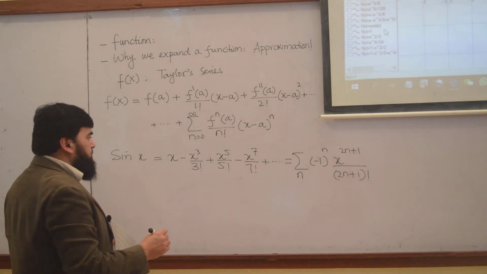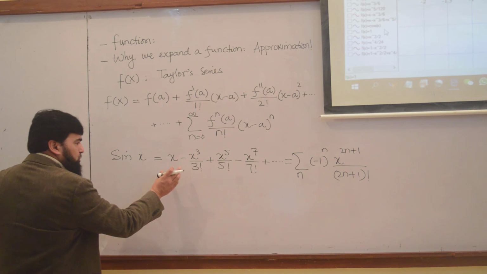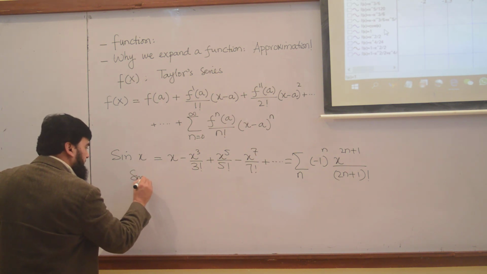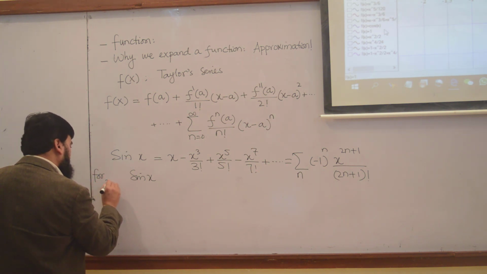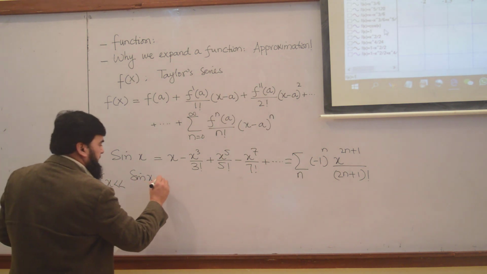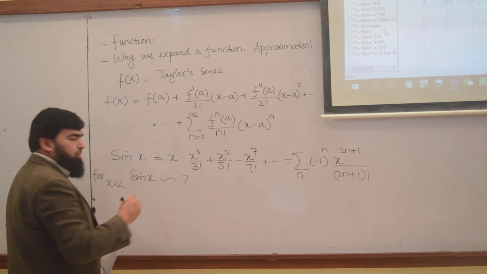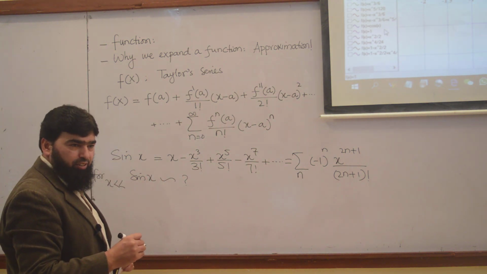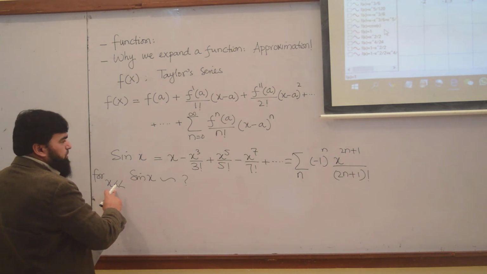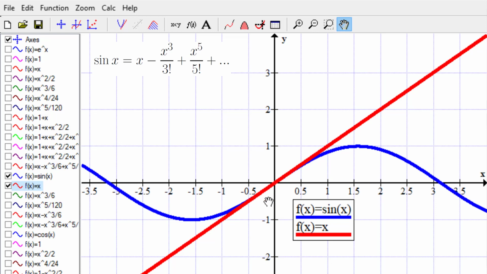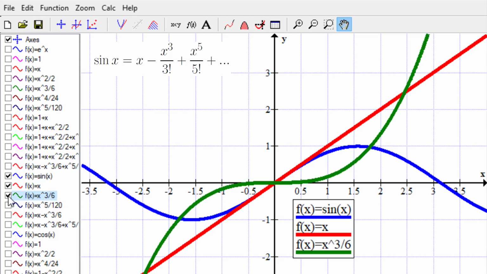Now we want to see the approximation in this series: sine of x, for x very small, goes to what? This we will see now in the plot, to what it is going when x is very small. When x is almost less than 0.5, then the two functions are the same. Let's plot the second term.